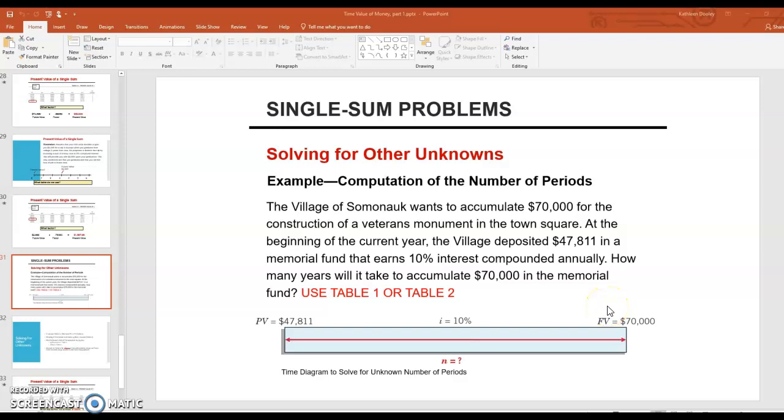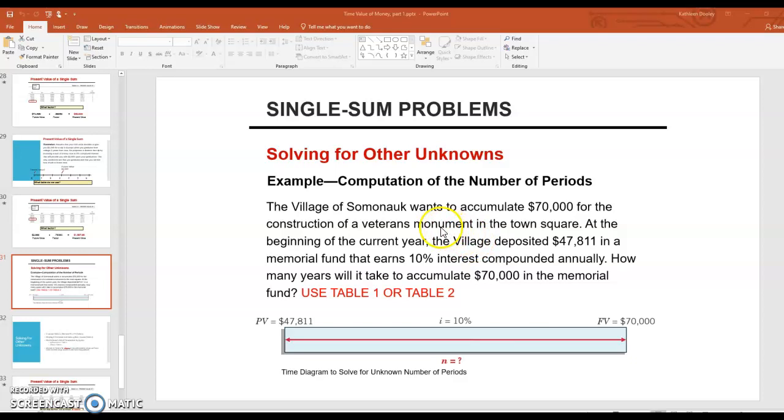Here we're going to take a look at using the tables to solve for unknowns other than FV or PV. For a single sum problem, if we have both PV and FV, and what we need is either the interest or the number of periods, then we can use either Table 1 or Table 2, and we'll just use the formula that goes with either one.